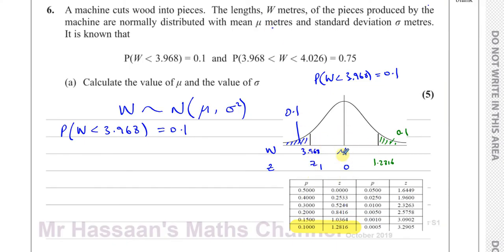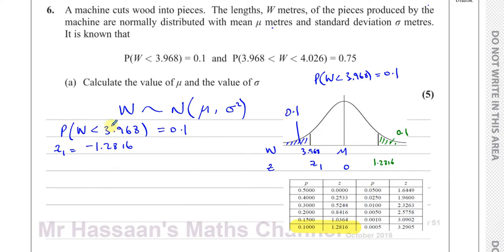This is where the Z value is 0. The mean is 0. We're basically standardizing these scores into Z values, where the mean is 0 and the standard deviation is 1. So this score here is 1.2816 standard deviations above the mean, and what we have here is 1.2816 standard deviations below the mean. By symmetry, we can say that the Z1 value here is negative 1.2816. That's the reason why it's negative.